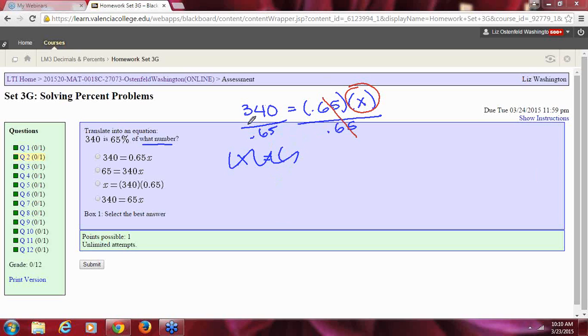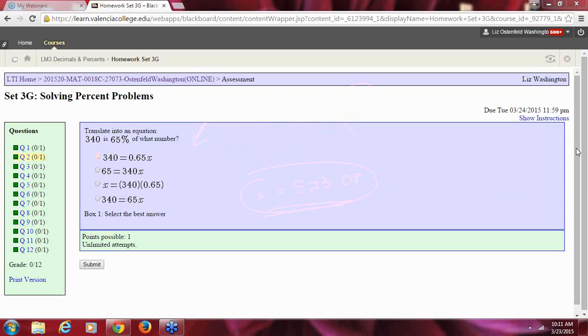So then when you divide 340 by a decimal, you're going to get a pretty large number, but again, it didn't ask you to solve it. It just wants you to translate it. So again, 340 equals 0.65x, this one right here. The pyramid, you can only use the pyramid if you're actually going to solve for an answer. When it comes to actually just translating it, we're not trying to solve it. So I can see why that would throw you off there. Okay, let's skip around a little bit more.